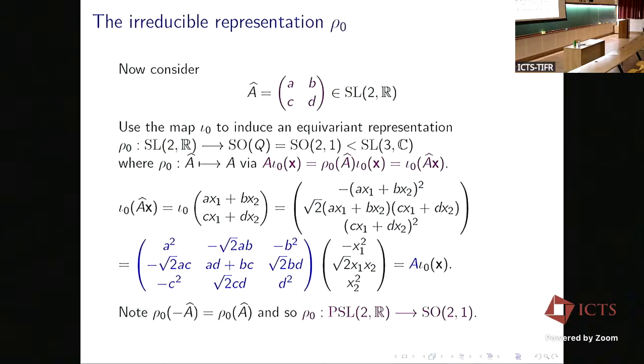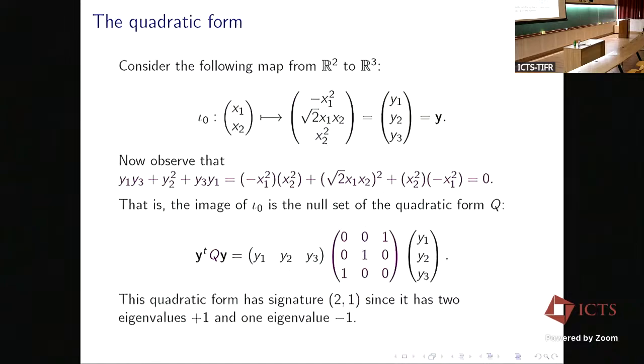You can check that the determinant of that matrix is (AD minus BC) cubed. And so that's SO(2,1). So up to change of basis, that's SO(2,1). So I'm always going to think of this SO(2,1) as being defined by the quadratic form on down here.